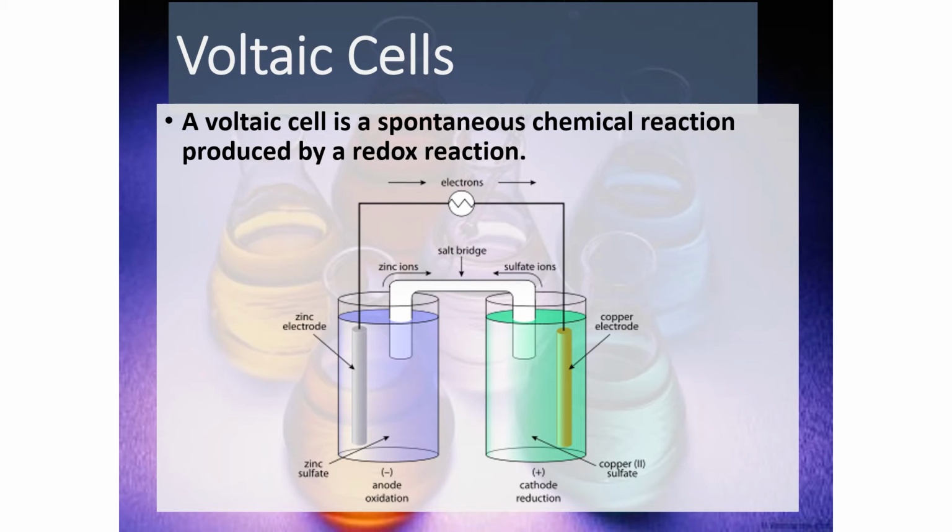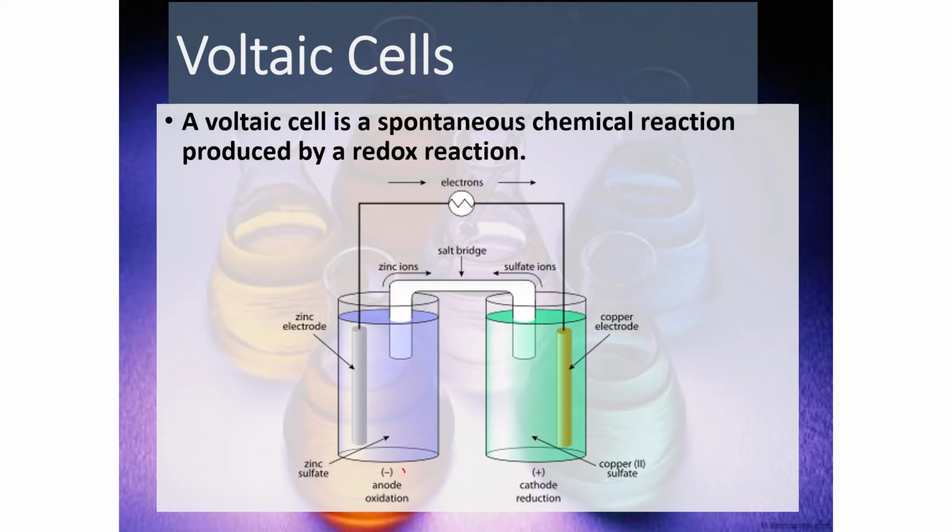What you see here is a voltaic cell, and this is going to be a spontaneous chemical reaction produced by a redox reaction. We have another cell that we're going to talk about where it's non-spontaneous, but for today, this is only spontaneous cell reactions.